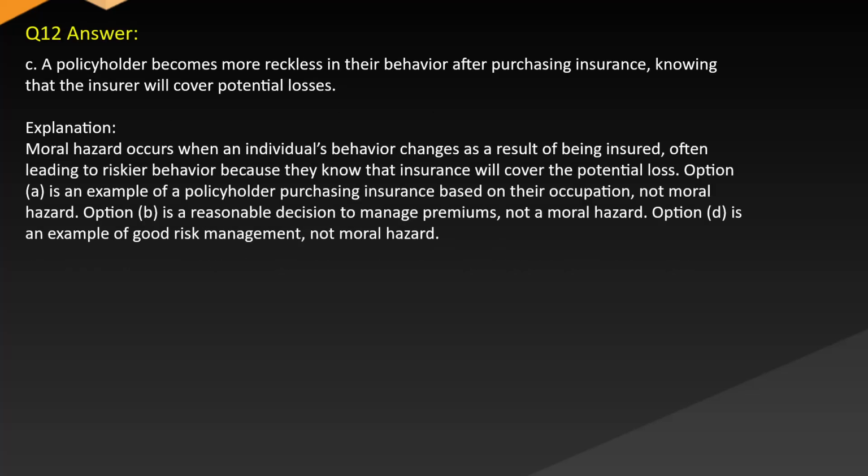Answer C. A policyholder becomes more reckless in their behavior after purchasing insurance, knowing that the insurer will cover potential losses. Explanation. Moral hazard occurs when an individual's behavior changes as a result of being insured, often leading to riskier behavior because they know that insurance will cover the potential loss. Option A is an example of a policyholder purchasing insurance based on their occupation, not moral hazard. Option B is a reasonable decision to manage premiums, not moral hazard. Option D is an example of good risk management, not moral hazard.